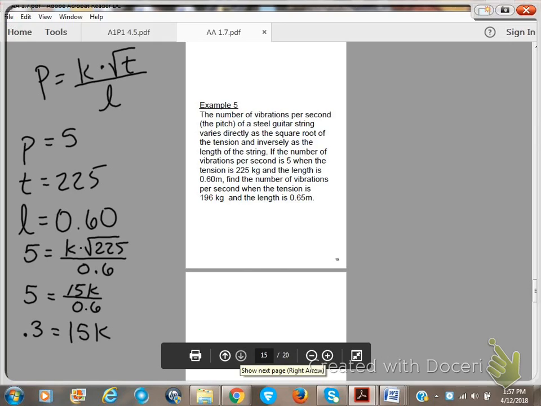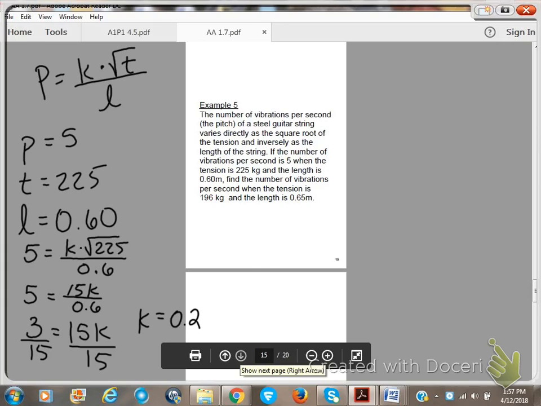We'll divide by 15. So I'm thinking that's going to look something like 1/5, or 0.2. Either one's fine. So we've got that K equals 0.2.